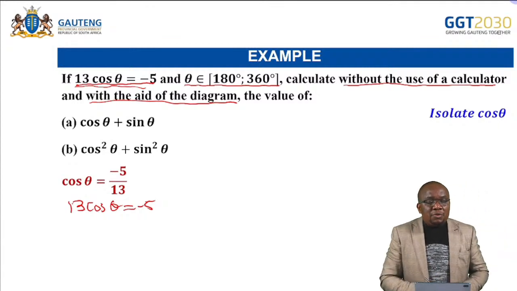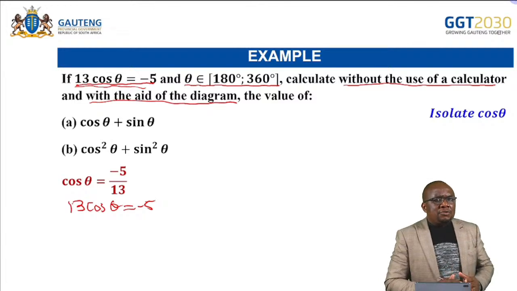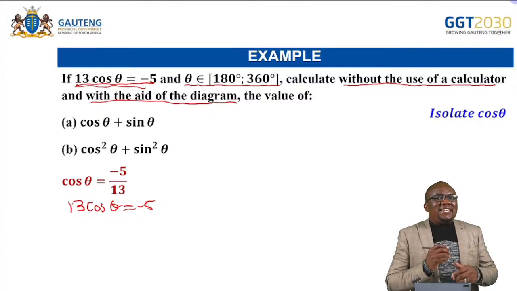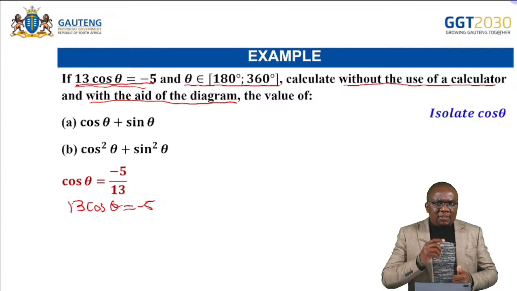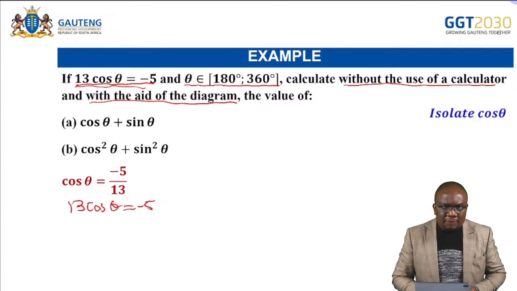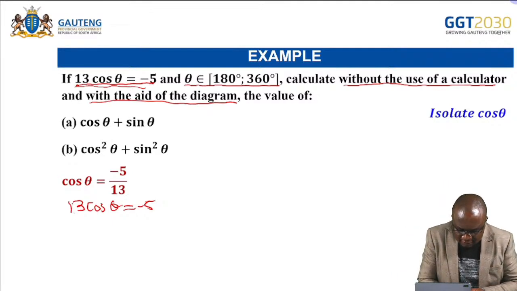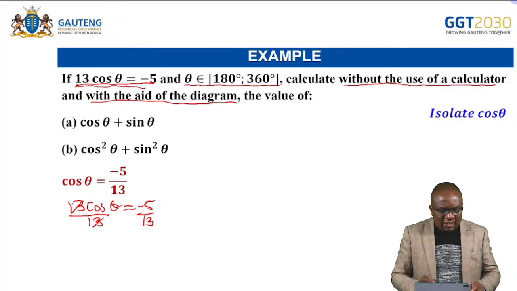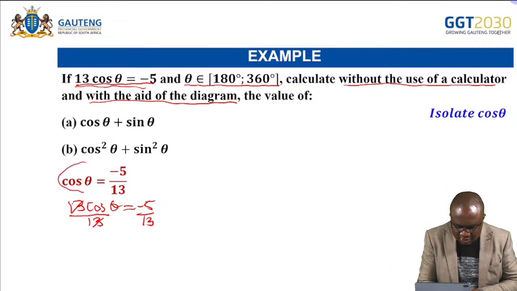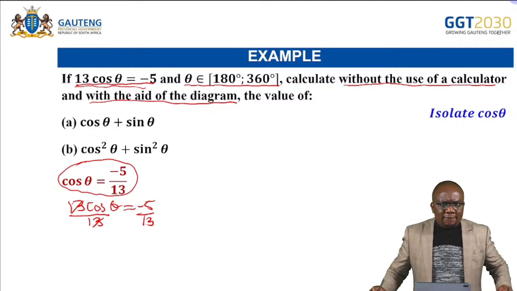And then we want to remain with cos theta on the left-hand side. Remember, when we solve equations, we do the inverse operation. The operation between cos theta and 13 is multiplication. So to get rid of this 13, we divide by it on both sides. Then 13 divided by 13 is 1. That's why we remain with cos theta is equals to negative 5 over 13.